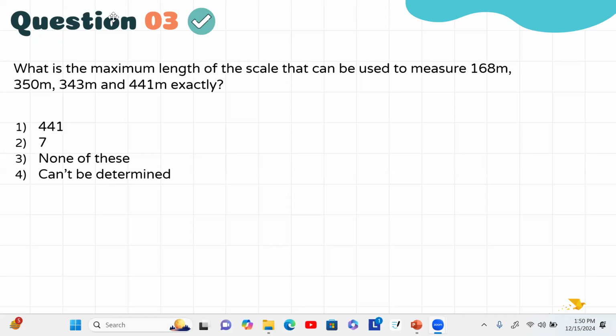The question is asking what is the maximum length of the scale that can be used to measure all these four dimensions. So I gave you a similar example only. So you have to find the maximum length. So by the word maximum only, it is clear that it is an HCF question. So you simply have to find the HCF of these numbers. So amongst the options, I can see 7 cancels this, 7 cancels this, 7 cancels this, 7 cancels this. 441 obviously does not cancel any of them. So the HCF of all four is 7.